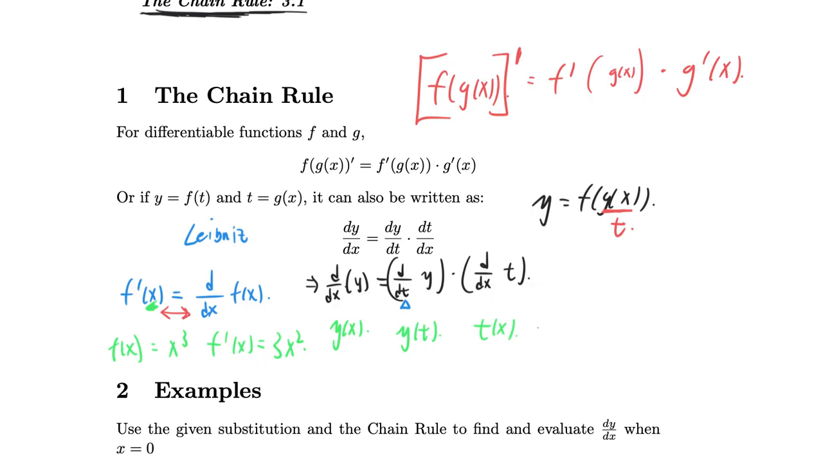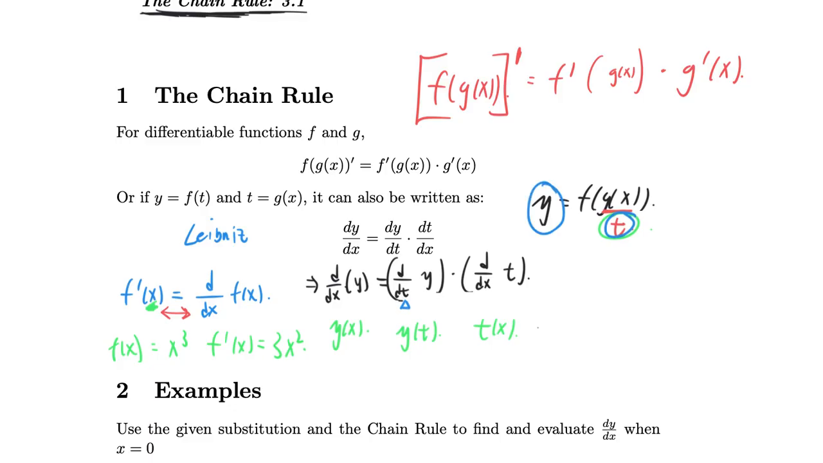I want to find the derivative of y with respect to x. First we find how rapidly y changes with respect to t. So this is dy over dt, how fast y changes with respect to t. And then we figure out how quickly t changes with respect to x. If you multiply these two rates, you find how quickly y changes with respect to x.